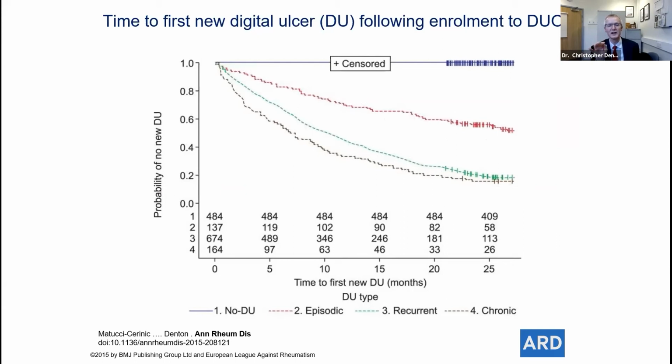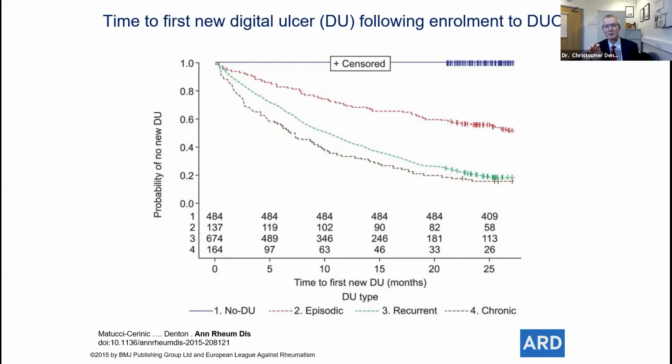So what we were able to identify very clearly was that some patients had a single episode of digital ulcers, but then it never recurred. Standard treatment was obviously effective, and those patients didn't have recurrent disease. Then we saw a group of patients that did from time to time have digital ulcers, and we labeled these as having episodic digital ulcer disease, but for much of the time they were free of digital ulcers.